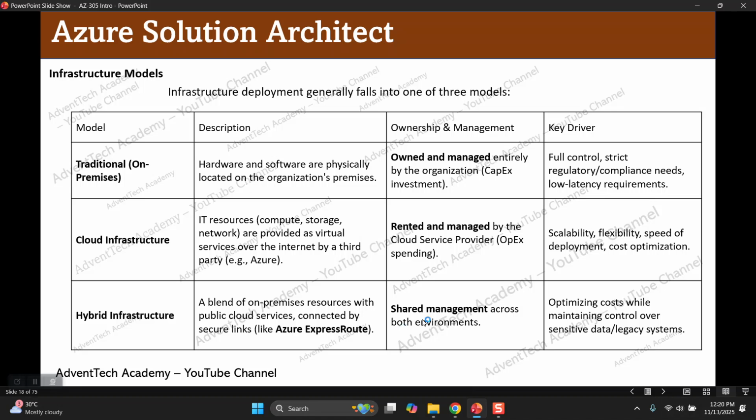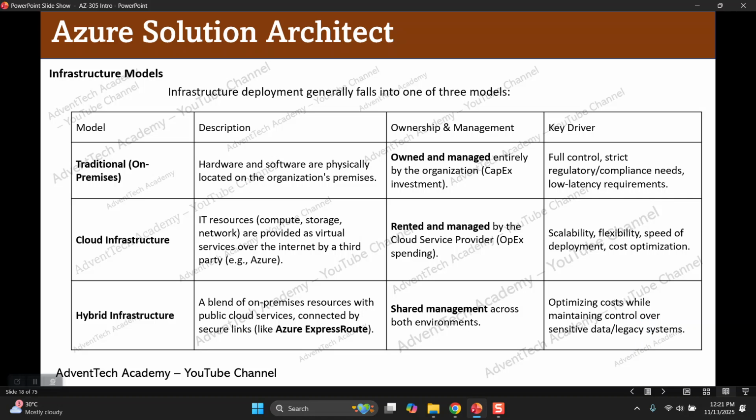The third model is hybrid infrastructures. It is a blend of on-premises resources with public cloud services connected by a secure link like Azure ExpressRoute. So we can connect the on-premises as well as cloud infrastructure using ExpressRoute. If you look at the ownership and management, both the organization and cloud provider have shared responsibilities. Here the key drivers are optimizing cost while maintaining control over sensitive data and legacy systems.